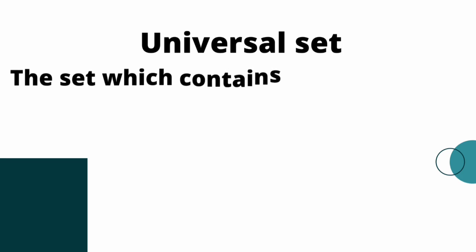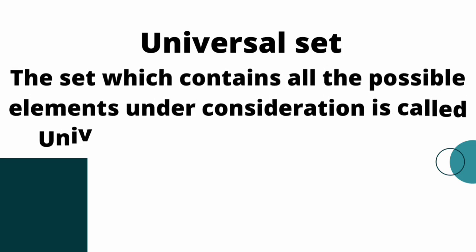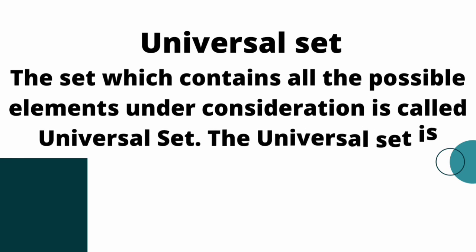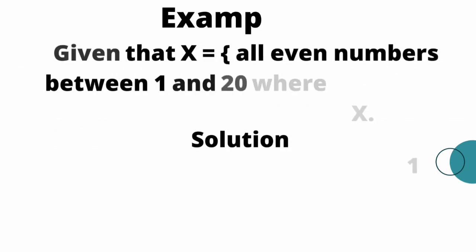Universal set. The set which contains all the possible elements under consideration is called universal set. I repeat, the set which contains all the possible elements under consideration is called the universal set. The universal set is denoted by the symbol below.